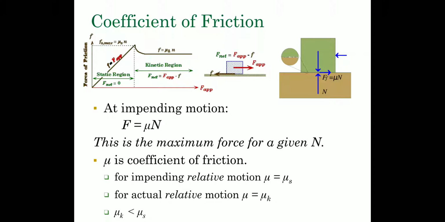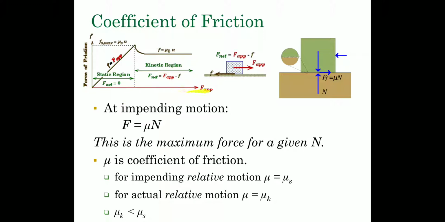For impending relative motion, the coefficient of friction is termed mu s, the static friction coefficient. For actual relative motion, if the blocks are moving relative to each other, then it will be mu k, the kinetic friction coefficient. Mu k is always less than mu s. So from the diagram we can understand.